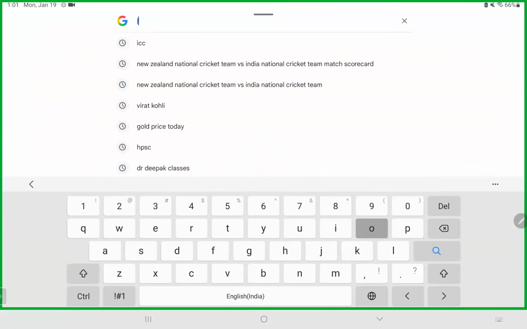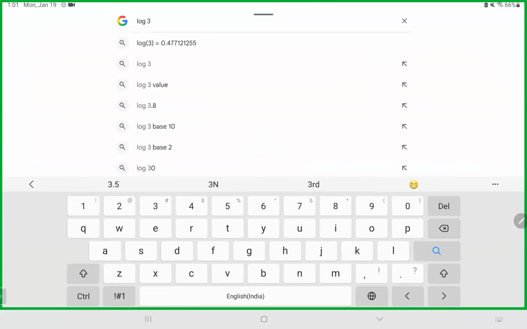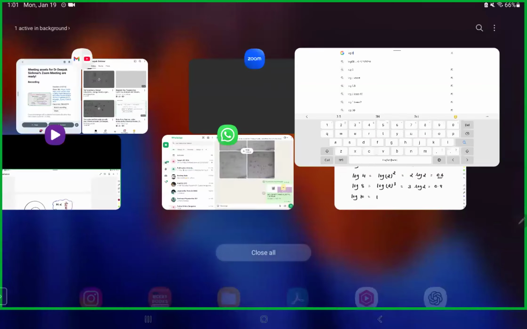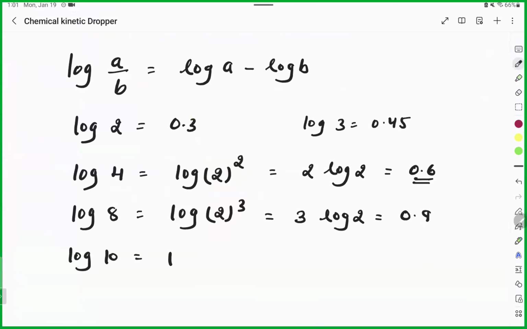So you don't need to remember all the values. Log 3 value, see, 0.47, near to 0.45. Make sense? Make sense, guys? Any doubt? So you need only this level, and mostly in your NEET exam they will ask these values only. Log 3, this, and log 10 are most important.